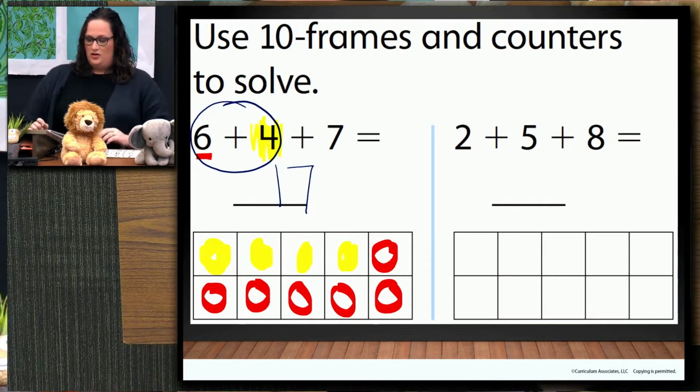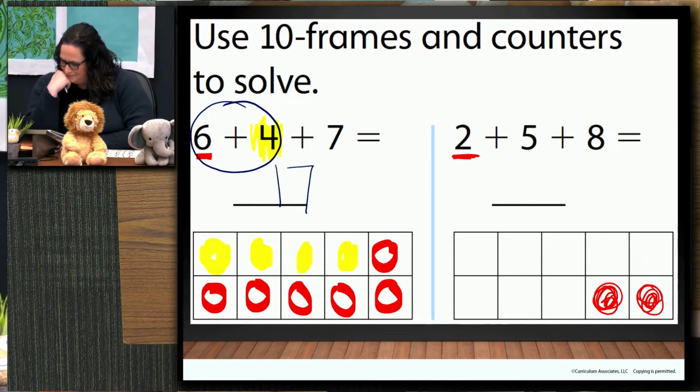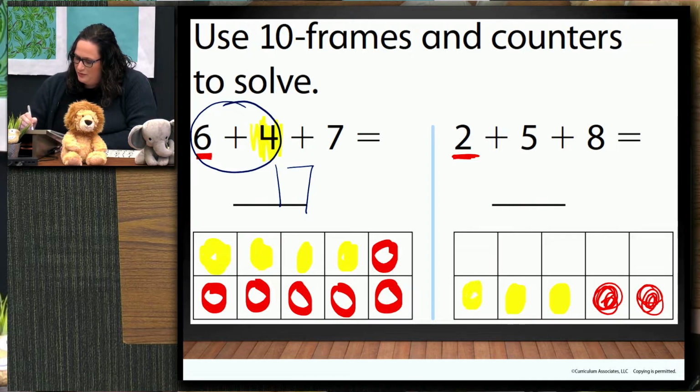Okay, look at the next one. I want you to build the first addend right here, or draw. If you're not building and you're drawing, that's fine. So we're going to do 2. 1, 2. I wonder, is there any other addend in there that will help me make 10? Well, I need 1, 2, 3, and 5.